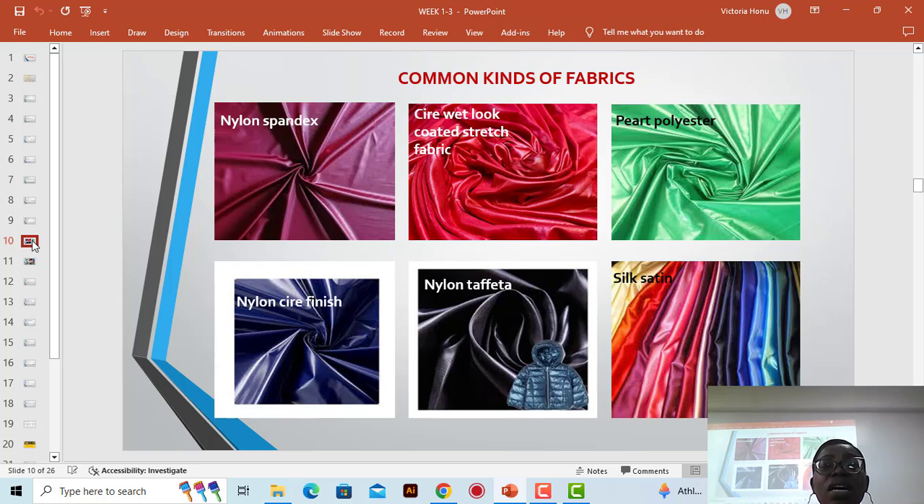Right, so common kinds of fabrics. I brought these fabrics because we fashion people, we like shining, especially we the ladies. We always want to be blinking here and there for whatsoever reasons. It's up to us. Me, I like shining. I don't know why. I just know that I like shining.